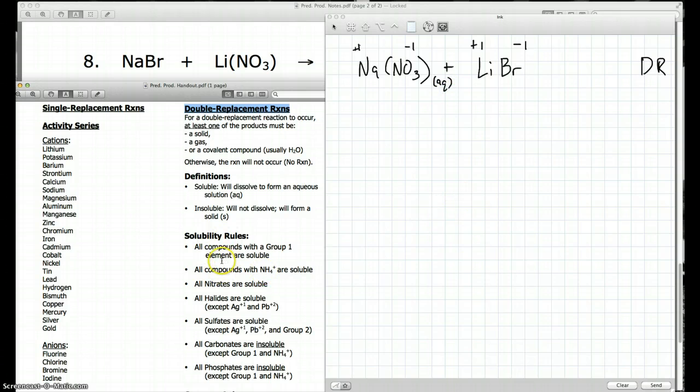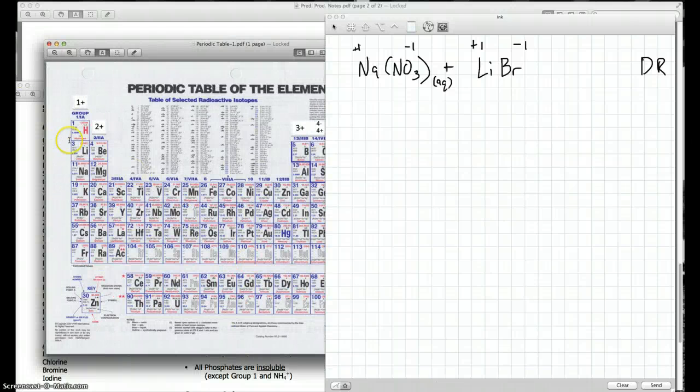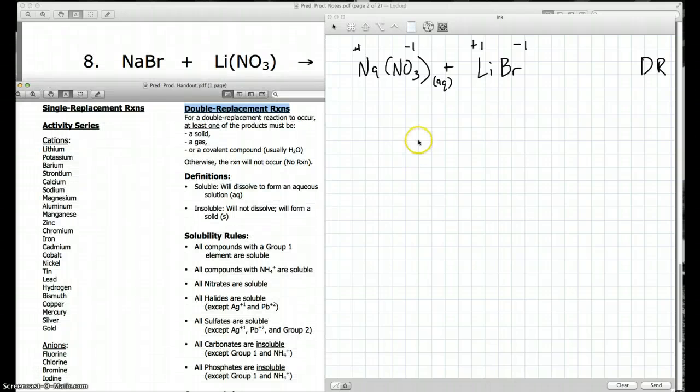Now, this next one, lithium bromide. There's actually 2 rules on here that apply to lithium bromide. And this first rule says all compounds with a group 1 element are soluble. And this actually applies to both these chemicals here. Group 1 is the first group on the periodic table. So hydrogen, lithium, sodium, potassium, rubidium, all these. So if I didn't use the nitrate rule for this first one, I could have used the group 1 rule.